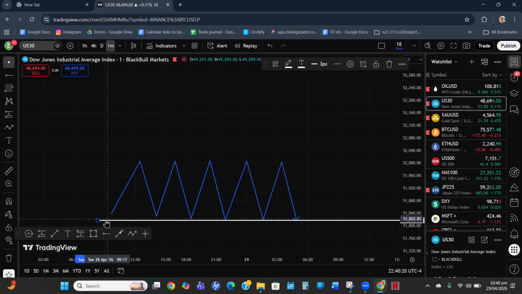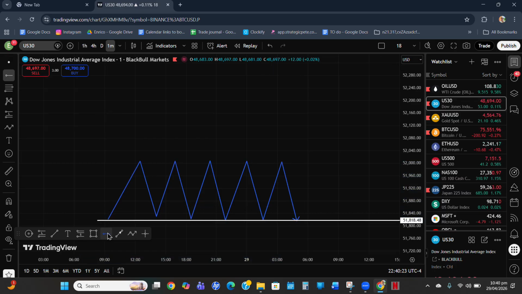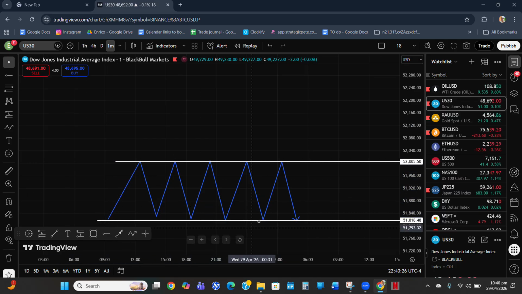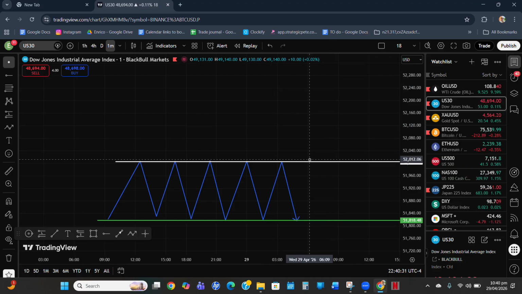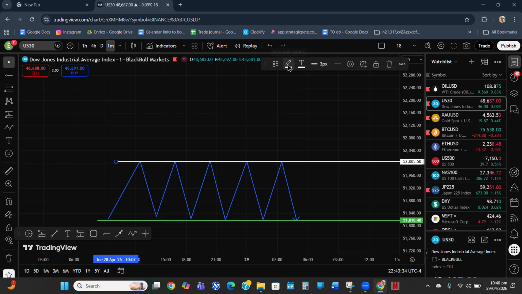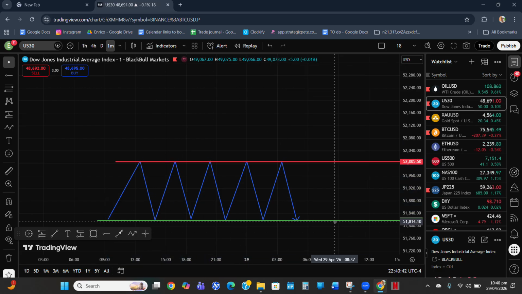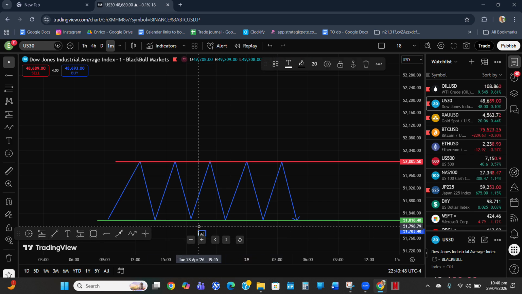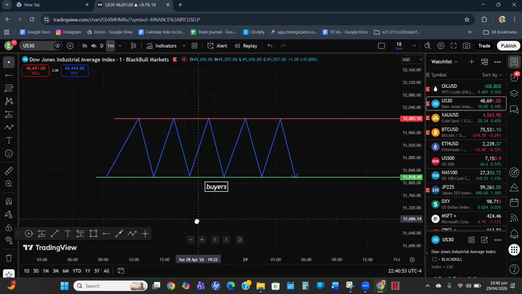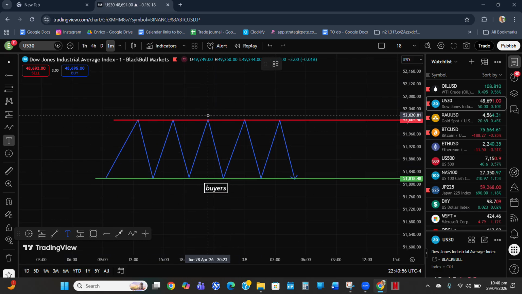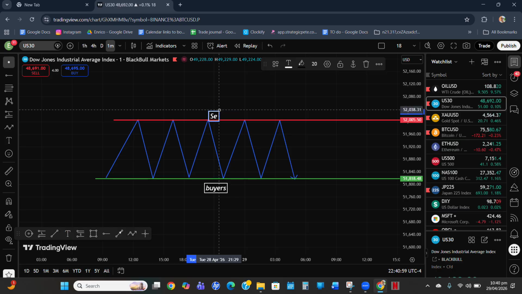So the bottom, let me just complete this first. Okay, here we go. We're going to use this green line to represent buyers pushing up the market, and we're going to use the red line to represent sellers pushing down the market, right? Down here, we have our buyers in the market. And up here, we have our sellers in the market.